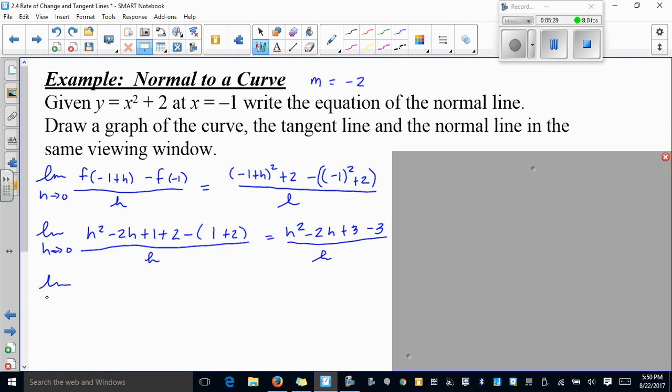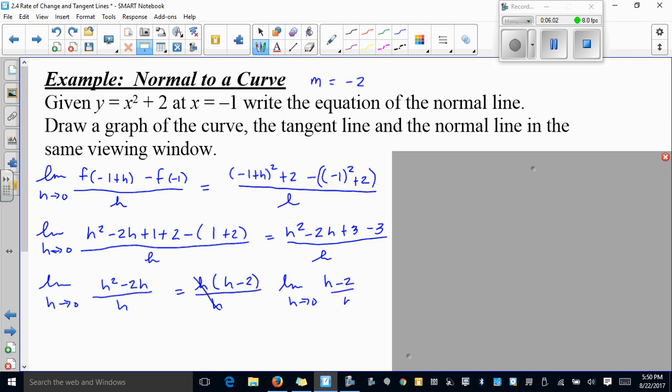The 3's would cancel out. And at this point, anything that doesn't have an h should cancel out. Because now I can factor out the h, so I get h times h minus 2 over h, and these cancel out. So now I can calculate the limit as h approaches 0 of h minus 2, and that is going to give me negative 2. Oh, actually I lost that h. It's going to give me negative 2.